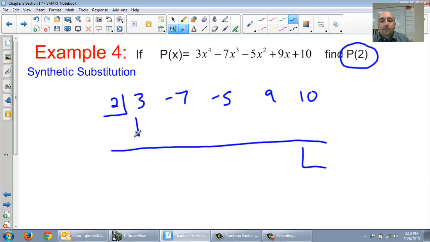Okay? So the first step is to drop the first number down. Then you multiply. 3 times 2 is 6. Then you add. Negative 7 plus 6 is negative 1. And then the steps repeat. Negative 1 times 2 is 2. Negative 5 plus 2 is negative 3. Negative 3 times 2 is negative 6. 9 plus negative 6 is 3.